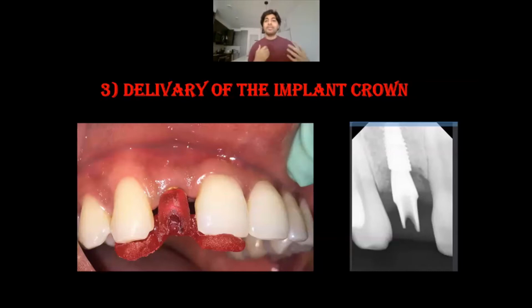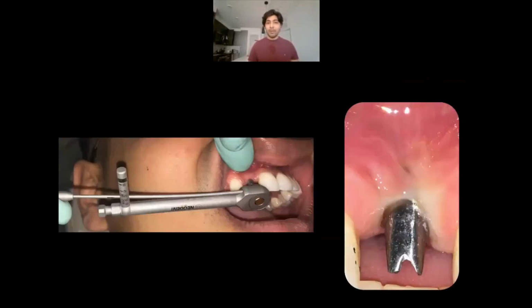The next step is to communicate with the lab. The lab sent us a crown with the abutment and a jig. In the left side picture, they're showing the jig is actually manipulating and angulating the abutment. And once the abutment was in place, I took the periapical radiograph just to make sure the abutment was completely seated. Once the abutment was seated, I went ahead and torqued it down to the recommended torque value.